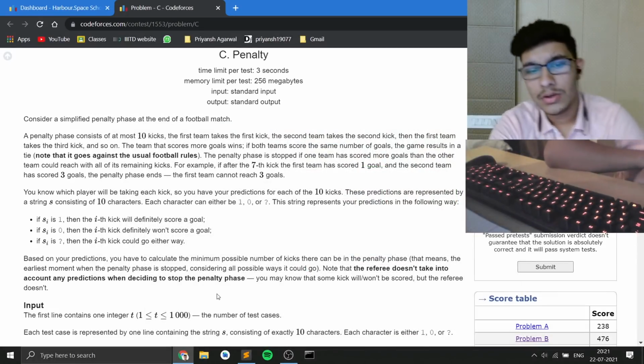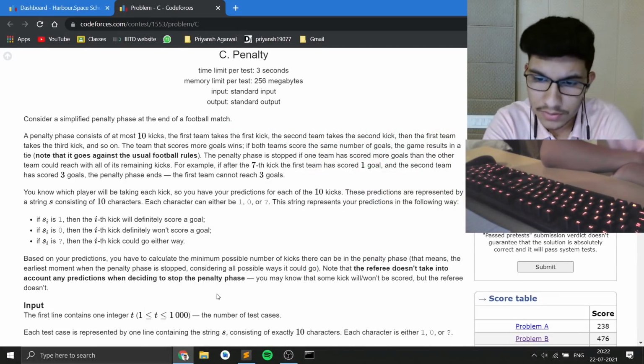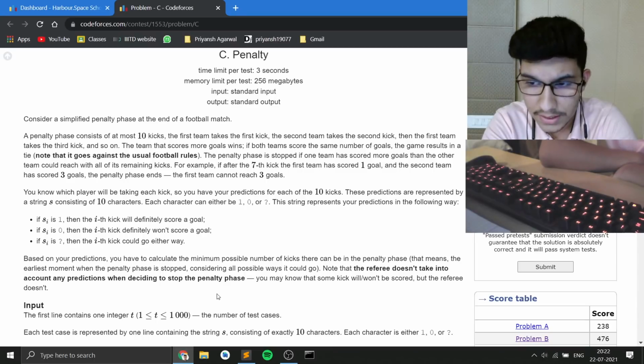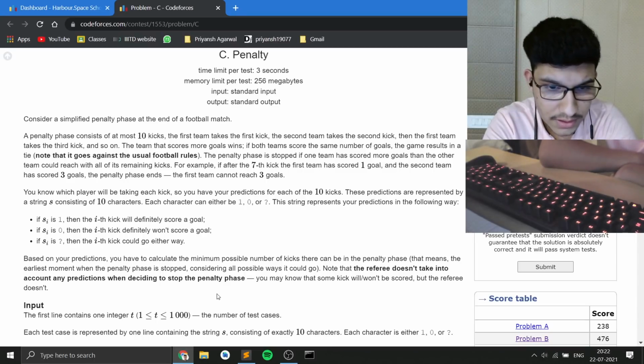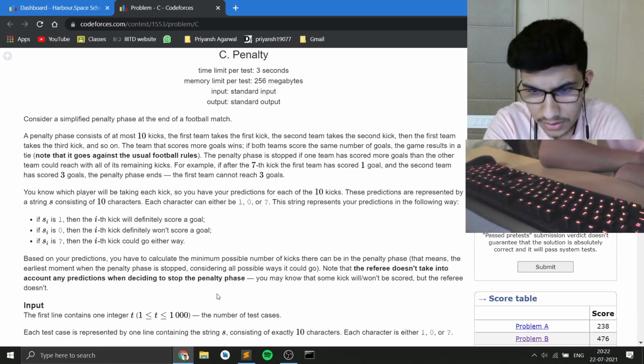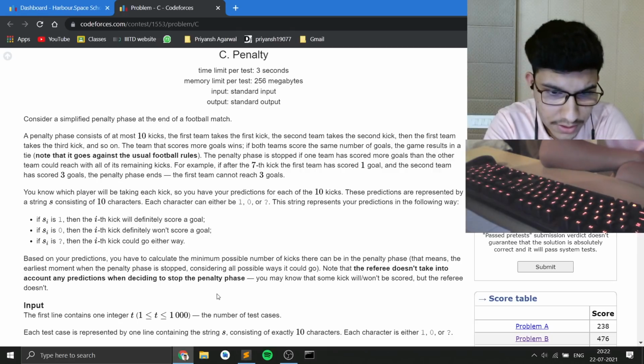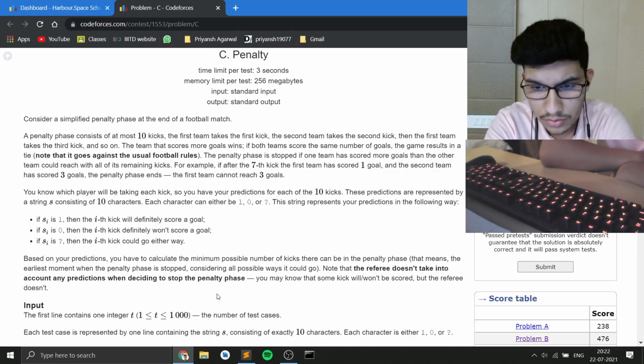Based on your predictions, you have to calculate the minimum possible number of kicks there can be in the penalty phase. That means the earliest moment when the penalty phase is stopped, considering all possible ways it could go. Note that the referee doesn't take into account any predictions when deciding to stop the penalty phase.